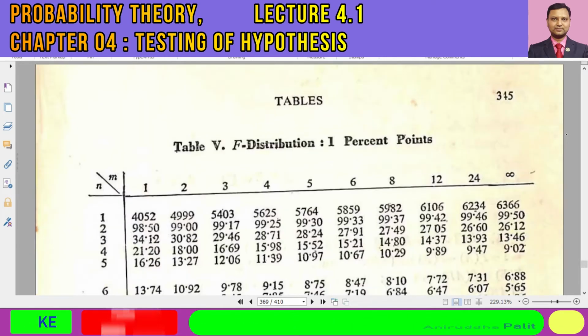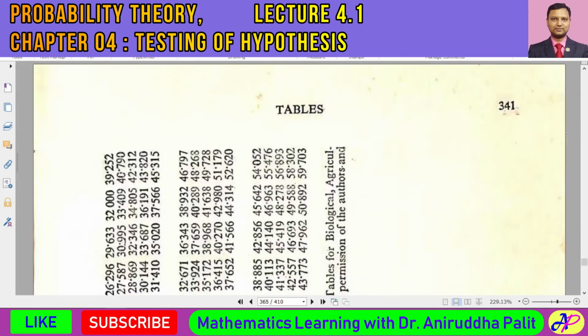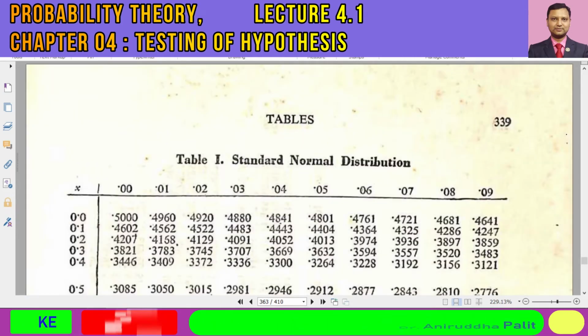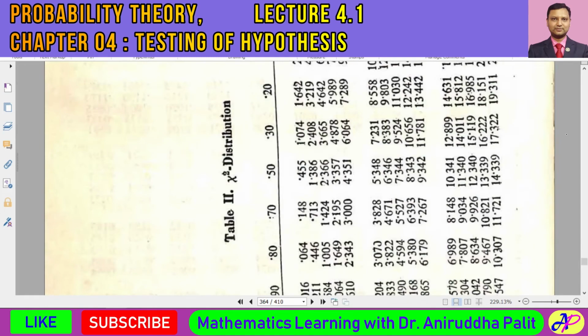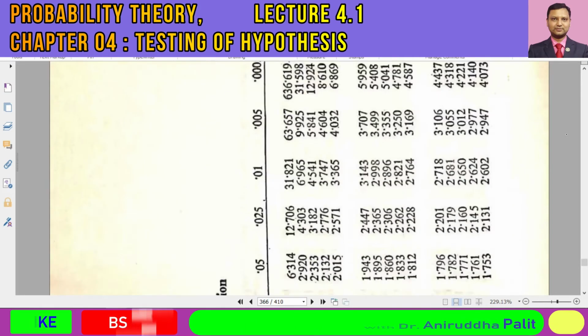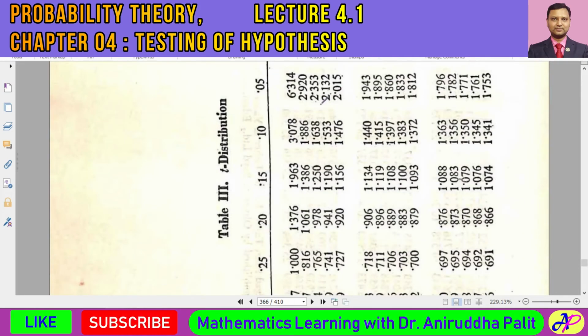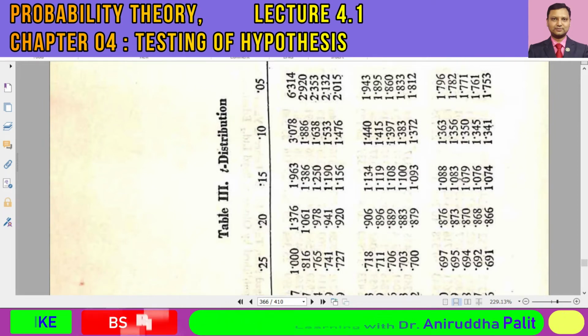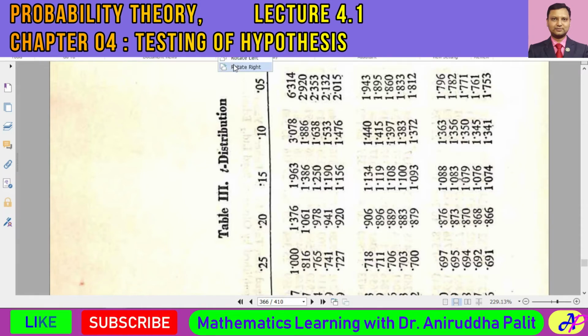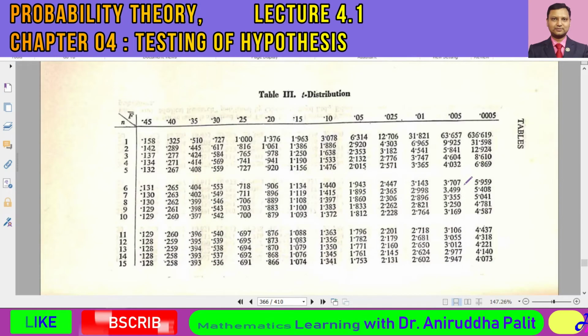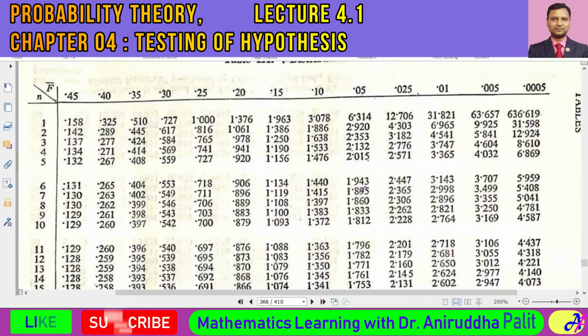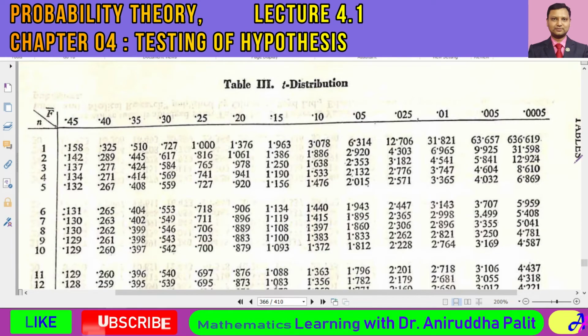Let me, this is the standard distribution, then we have the chi-square distribution, then probably this is the t distribution. Yes, this is the t distribution. So let me rotate it. How to rotate it? View is rotated. You see over here, in this t distribution table, what are these quantities?